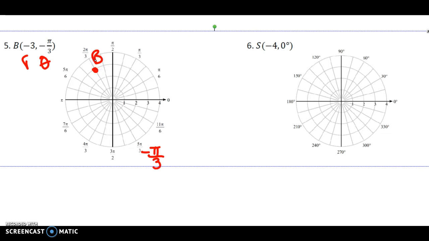Number 6, 0 degrees. And then I'm going backwards. 1, 2, 3, 4. And here is point S.